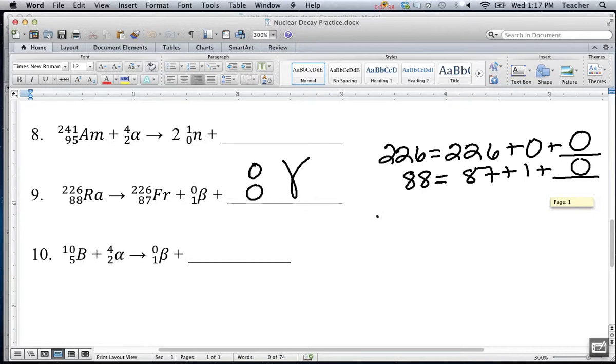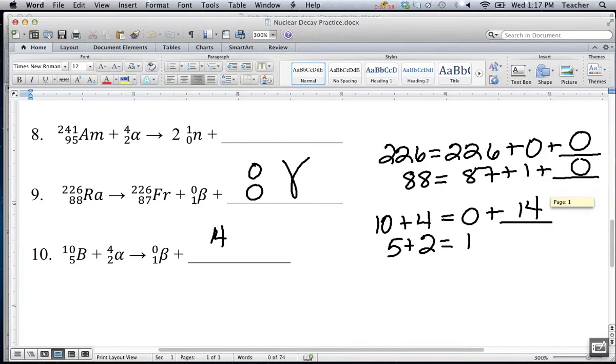So our last one, 10 plus 4 equals 0 plus something, which is 14. And then on the bottom, 5 plus 2 equals 1 plus something, which is 6. And that is carbon.